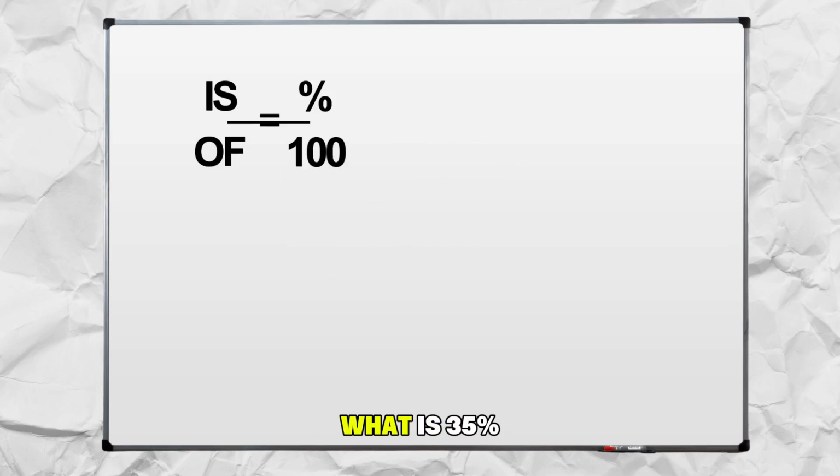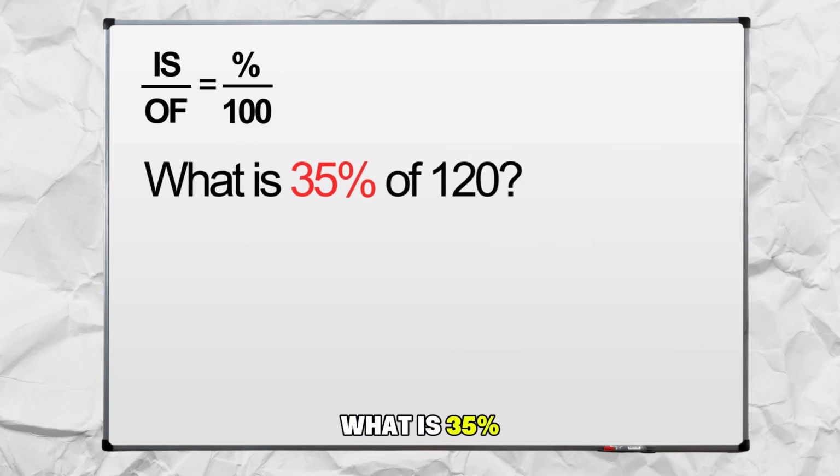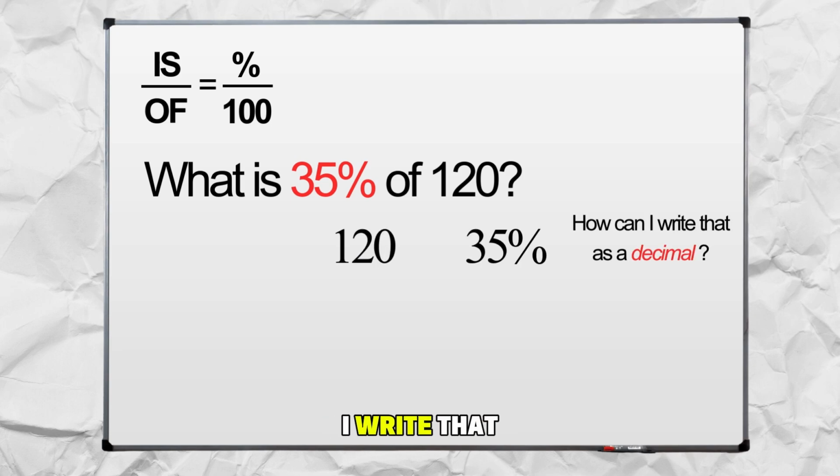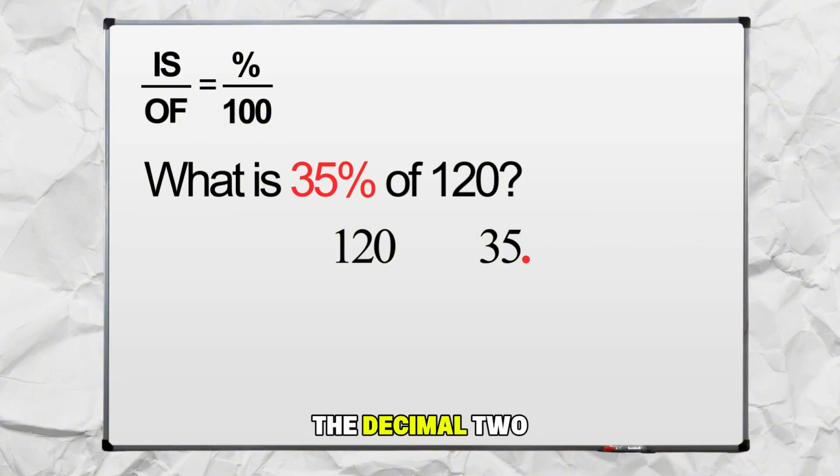We might say, what is 35% of 120? Now the first thing to do is identify the variables. We want the is. We want to find 35% of 120. So what we can do here is I'm going to take my 120. If I have 35%, how can I write that as a decimal? All we have to do is take the number and we're going to move the decimal 2 points from where it is right now. So 35% is really 0.35. So all we have to do is take 120 and multiply it by 0.35. And once we do 120 times 0.35, we see that we get 42.